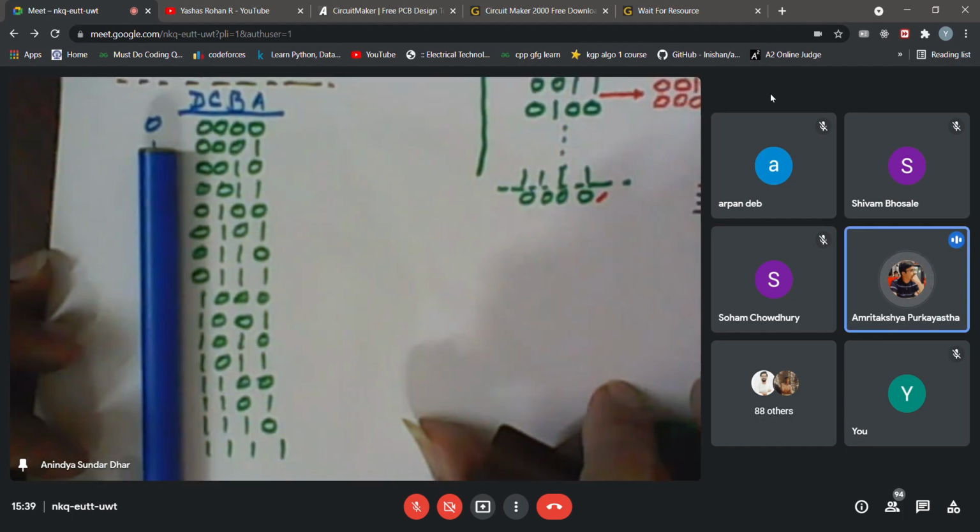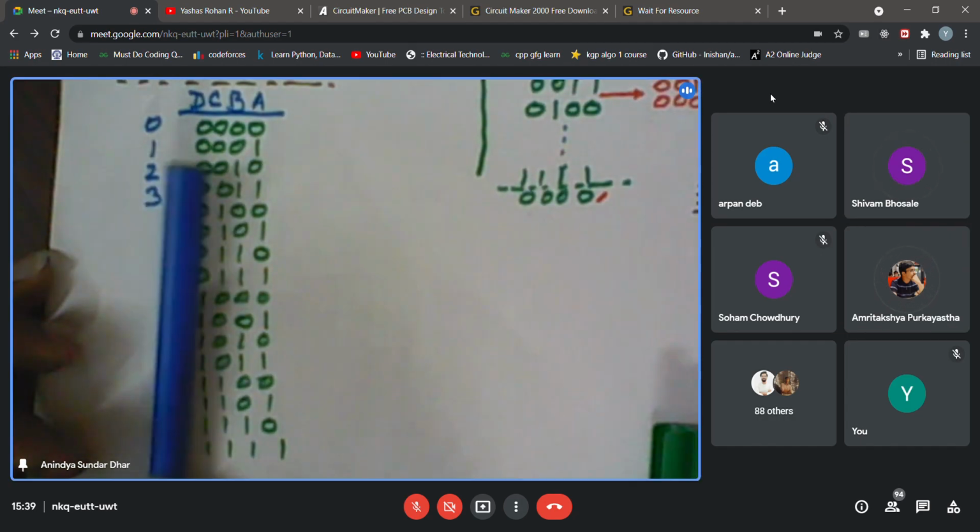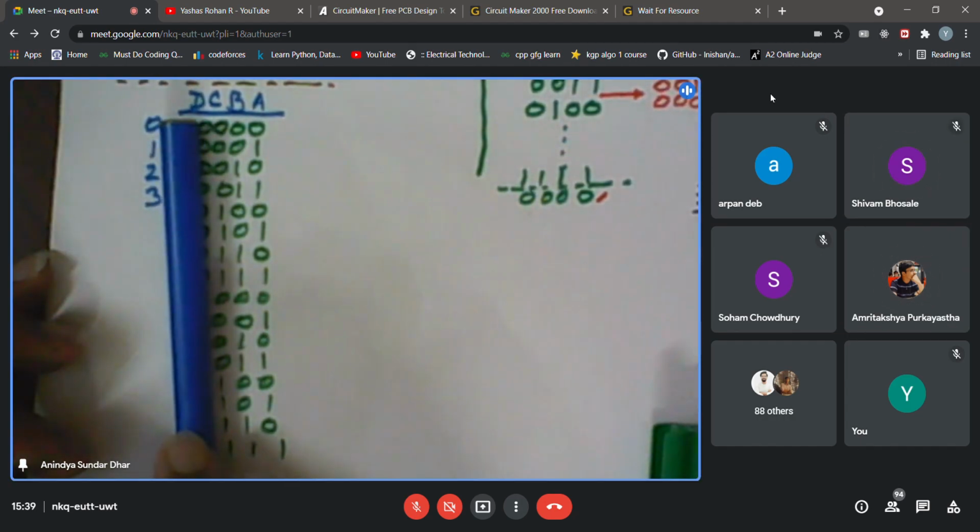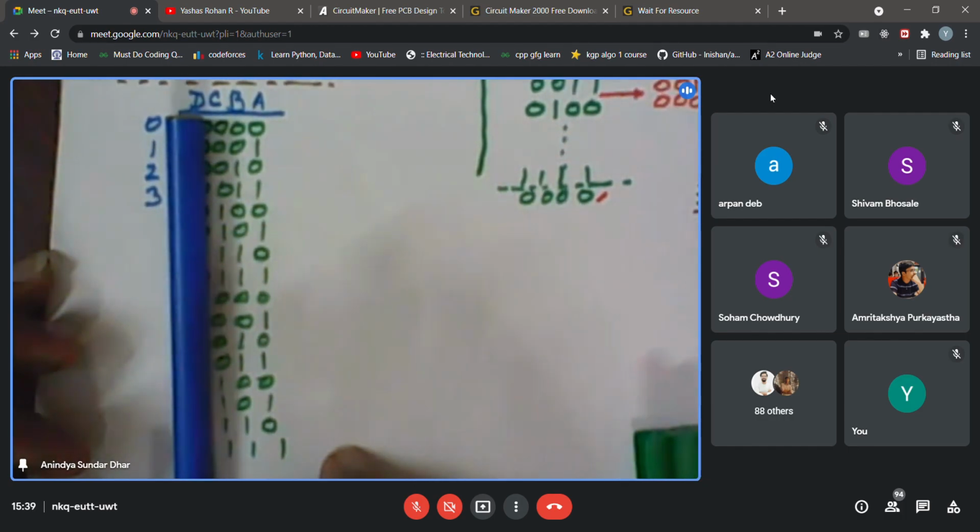We ignored the last bit. Ignore D. You just take the lower 3 bits. In this particular 7493, you need not connect the other flip-flop also. You can simply connect the clock to the so-called clock 1 and take the output from Q1, Q2, Q3 rather than using Q0 and clock 0. Directly you can use it.